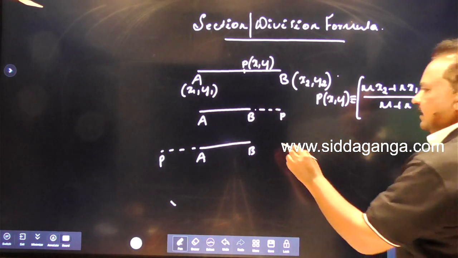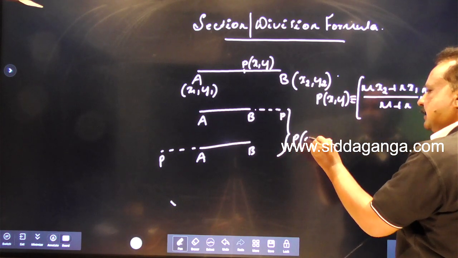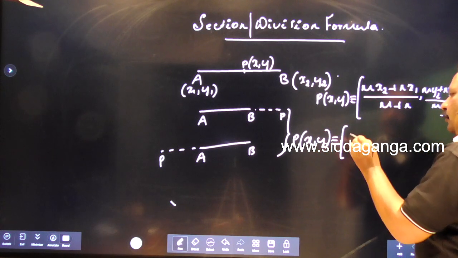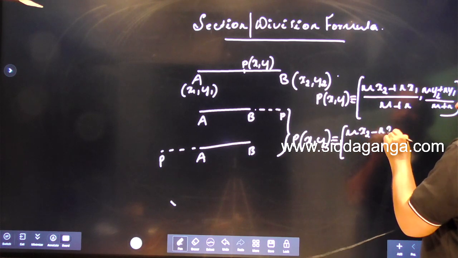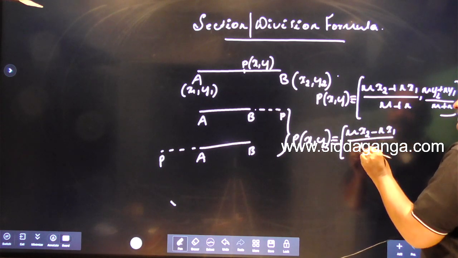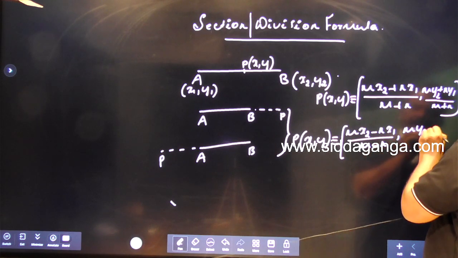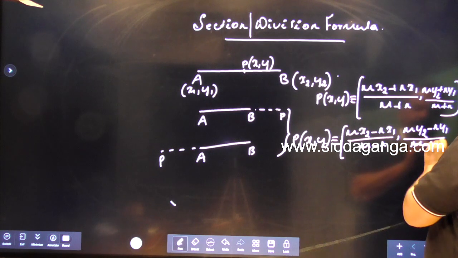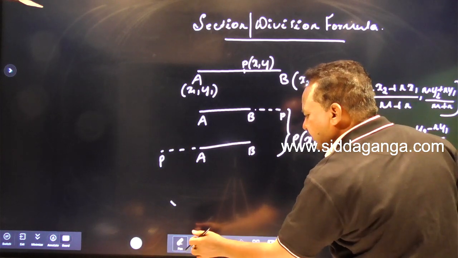Similarly, for the section formula for external division, we can make use of P of xy is equal to mx2 minus nx1 divided by m minus n and my2 minus ny1 divided by m minus n. So this is the section formula for external division.